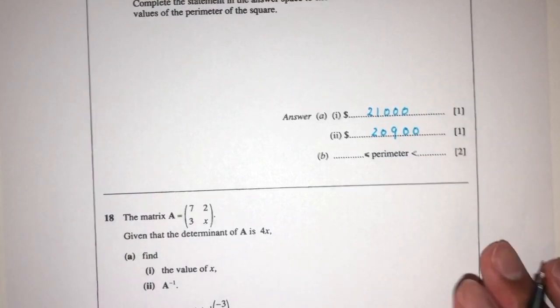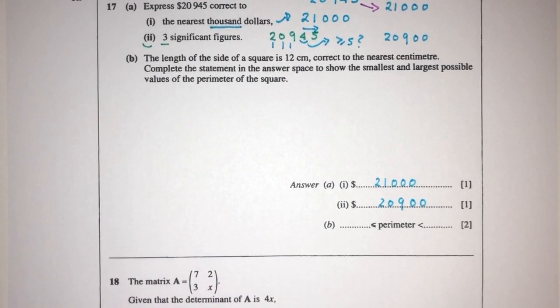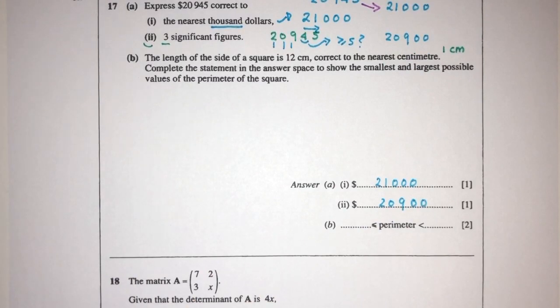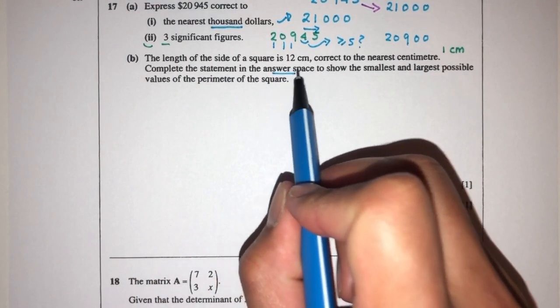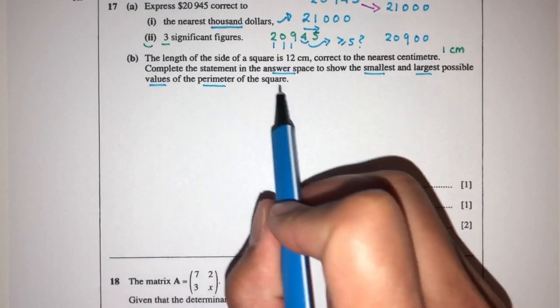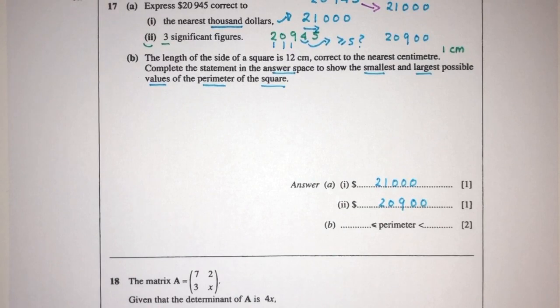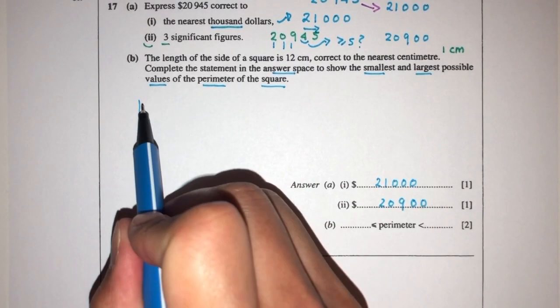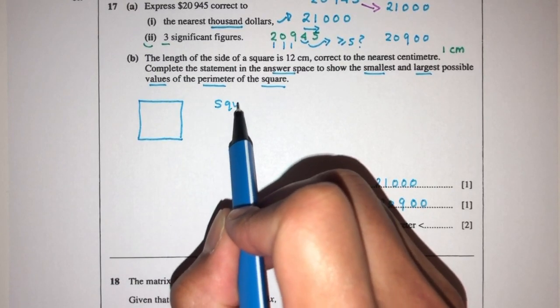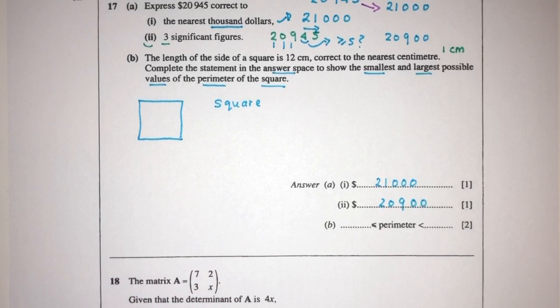Now for part B, the length of the side of a square is 12, correct to the nearest centimeter. So nearest 1 centimeter. Complete the statement in the answer space below for the smallest and the largest possible values for the perimeter of the square. So again, as you can see, we can draw something to understand what we have. Here we have a square.